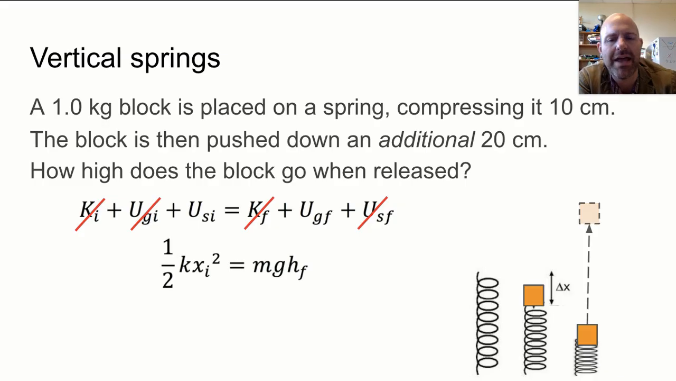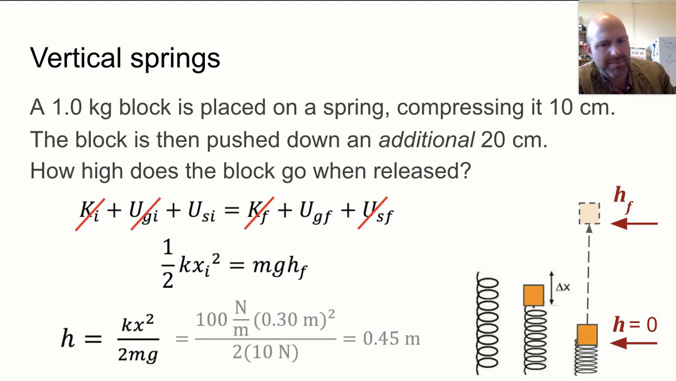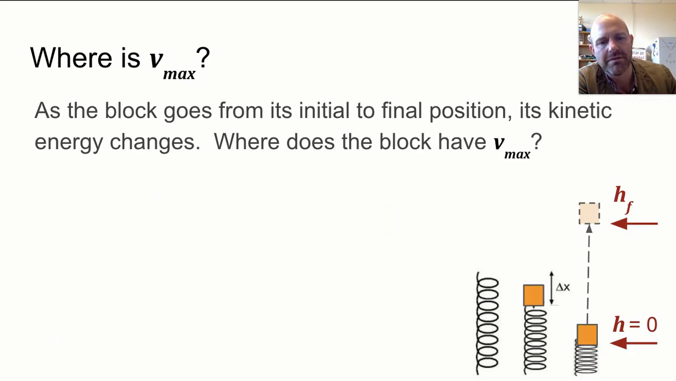This now is 1/2 kx squared equals mgh. And this is another example of why this is not an okay equation for the previous situation. The previous situation was not dropping a block and seeing how far down it gets compressed before it jumps back up. It was an equilibrium situation. So in this case, we have height 0 at the starting point and the final height up there. Kx squared divided by 2mg ends up being our relationship, and we get about 45 centimeters.